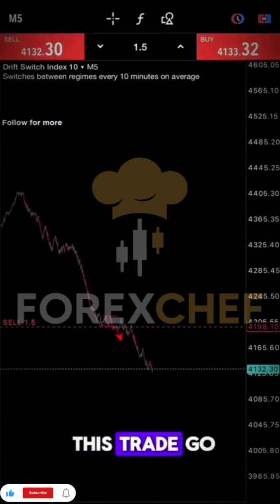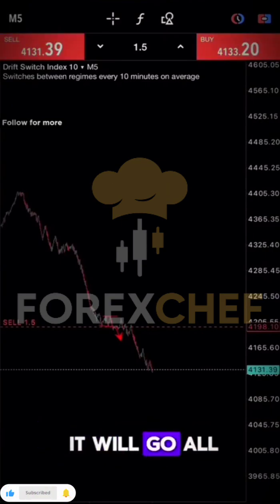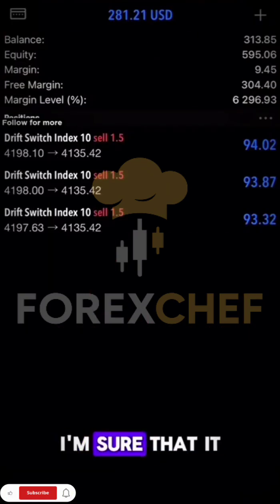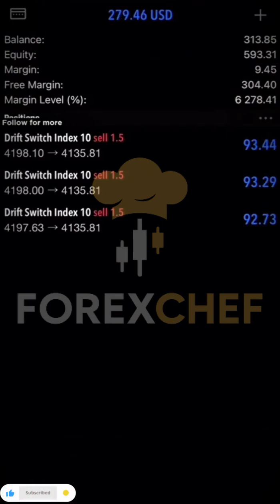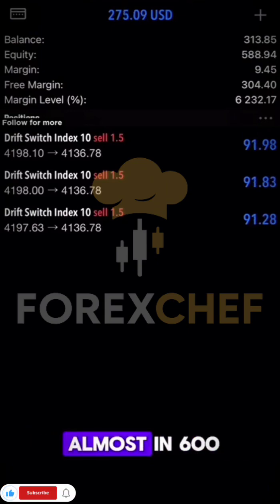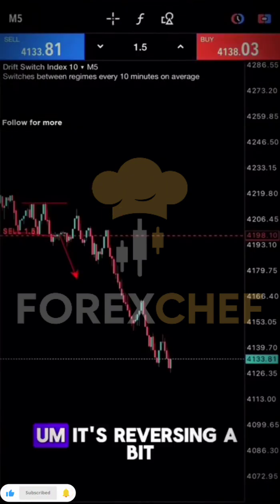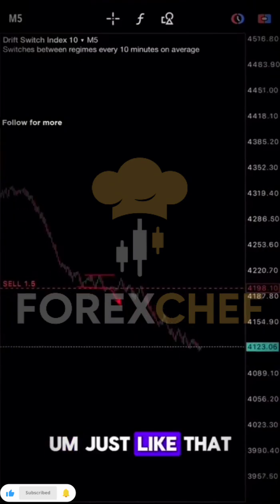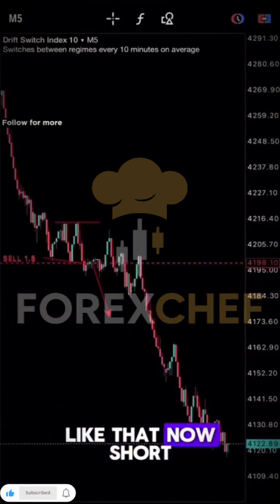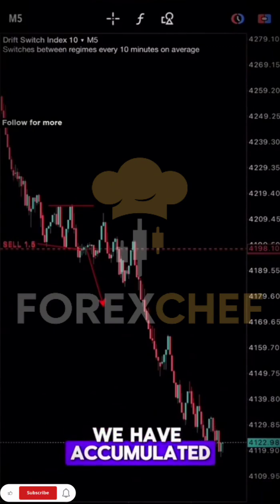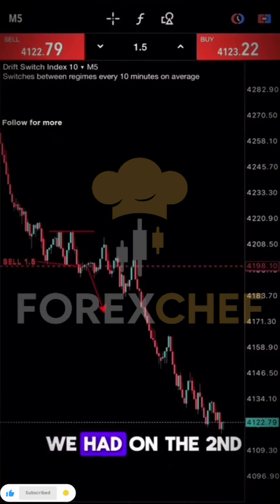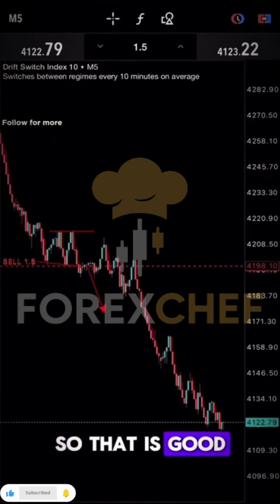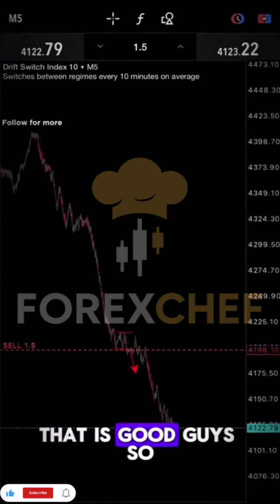If I let this trade go, I'm definitely sure that it will go all the way down, measuring that length on the top there. I'm sure that it will go almost to 600. It's reversing a bit, but it's reversing to go down, just like that. Now short, we have accumulated even more profit than we had on the second batch. That is very good, guys.